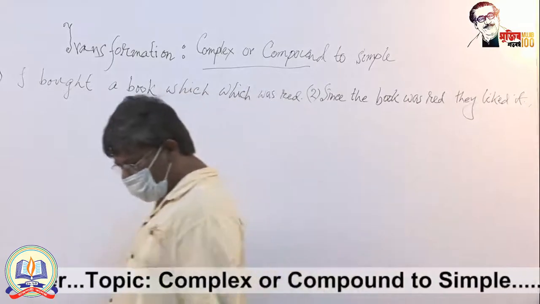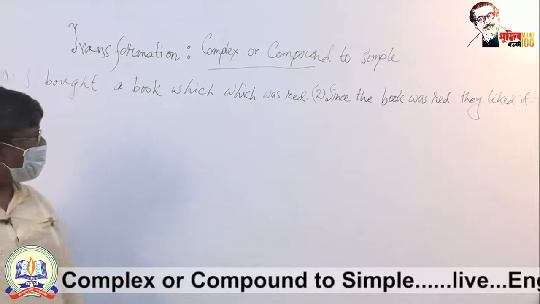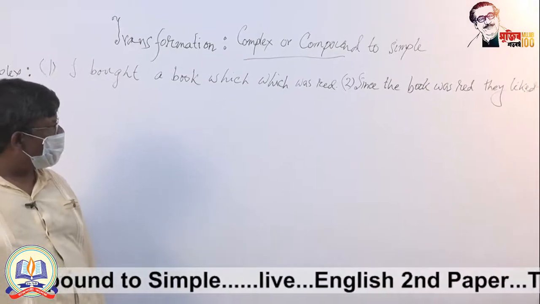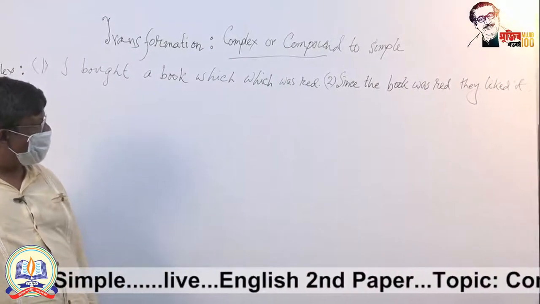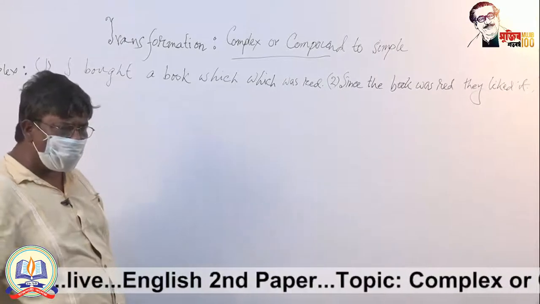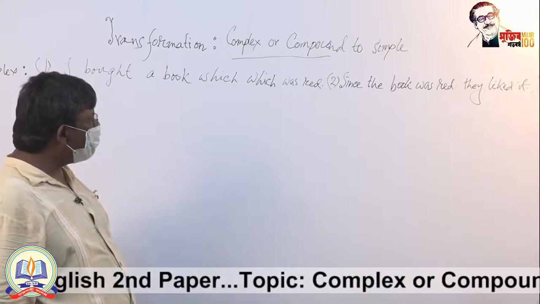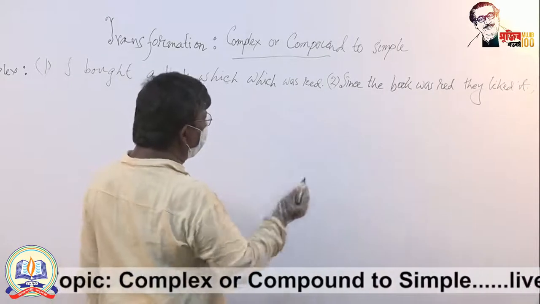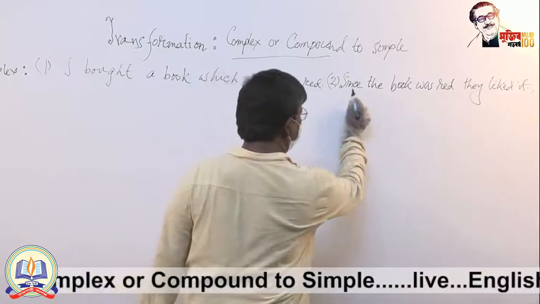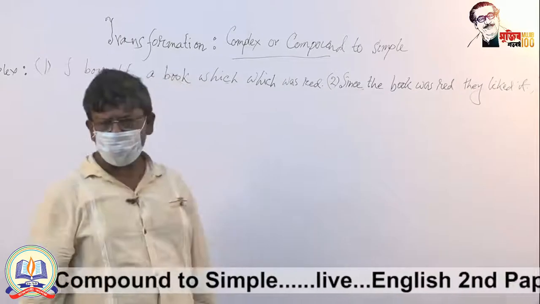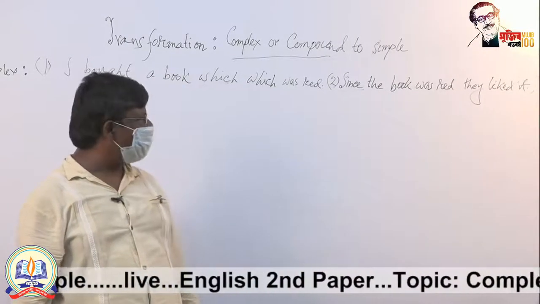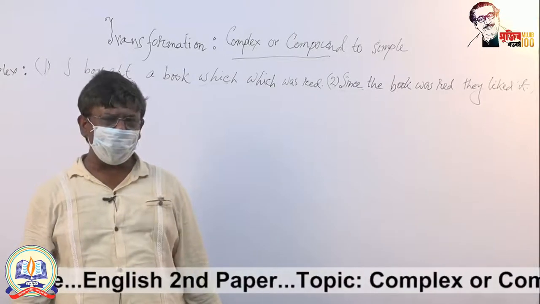Look at the whiteboard. I have written two different types of complex sentences. One is written with the use of the relative pronoun which, and the other one is with the use of the relative conjunction since.